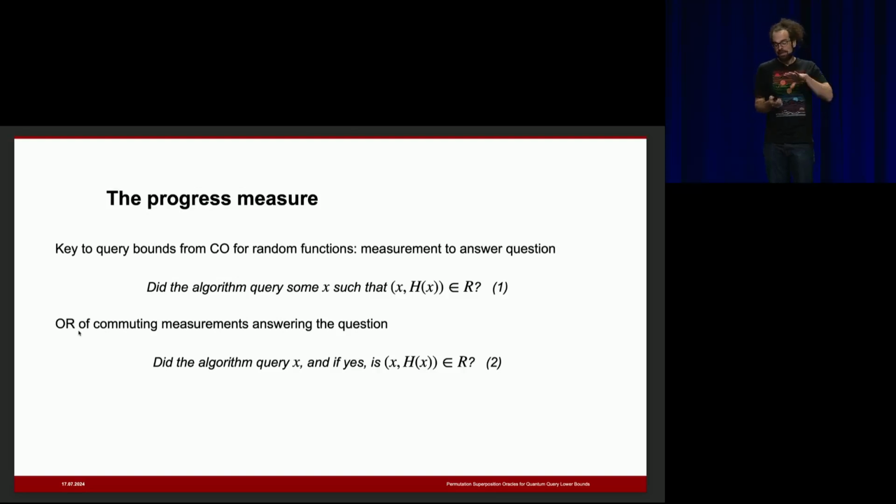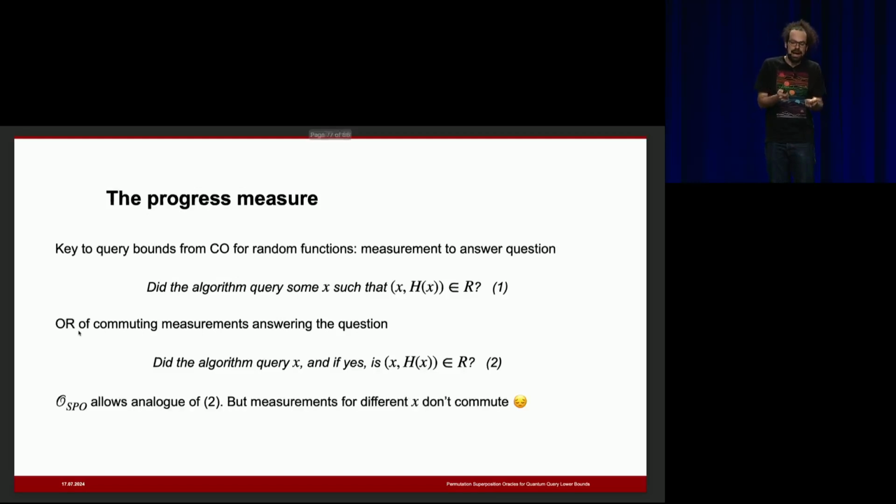So the reason why I presented the second part here is because this second measurement has an analog in our compressed permutation oracle, while the first one actually does not, because these measurements for the permutation case do not commute.